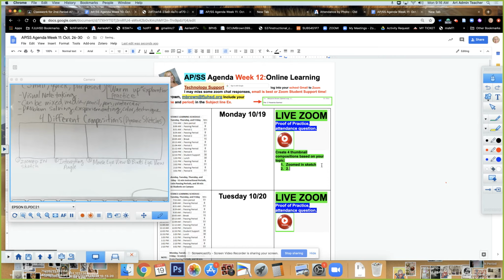The second one is interesting angles, and that's your point of view. Then we're going to have a discussion about it. Mouse eye view. Number 4, bird's eye. If you don't like something, draw it again. Draw it again. You have to do at least 4.